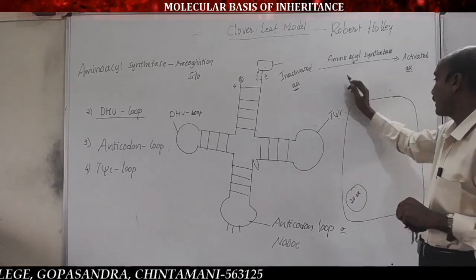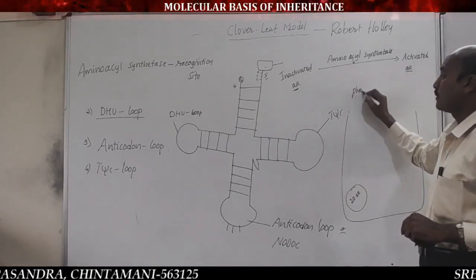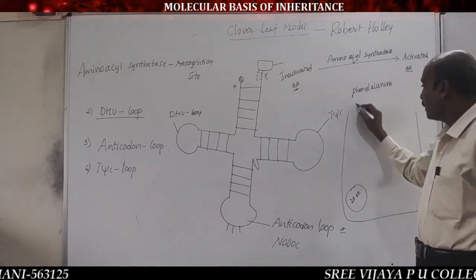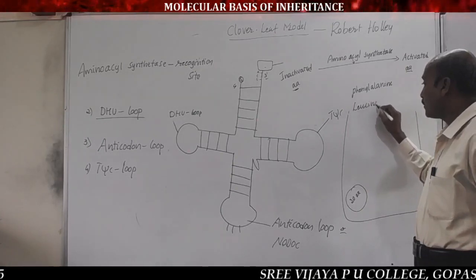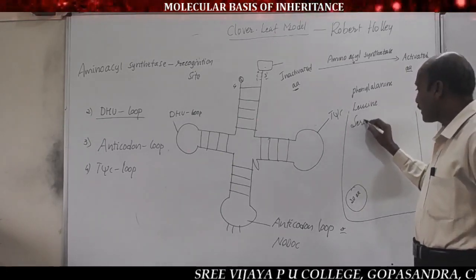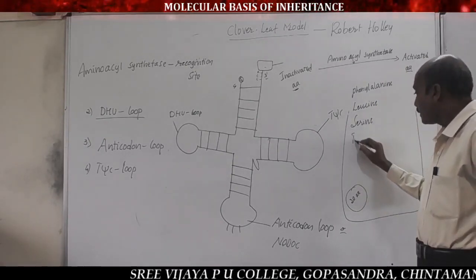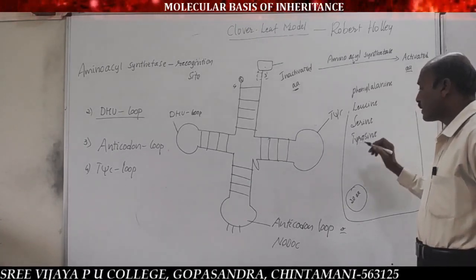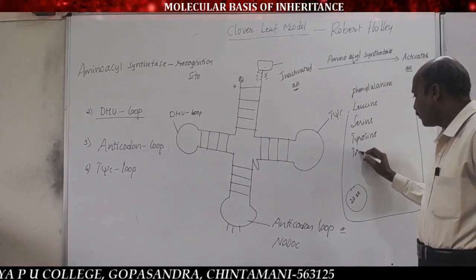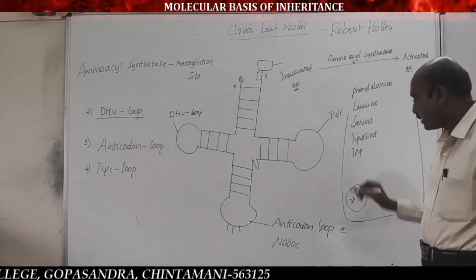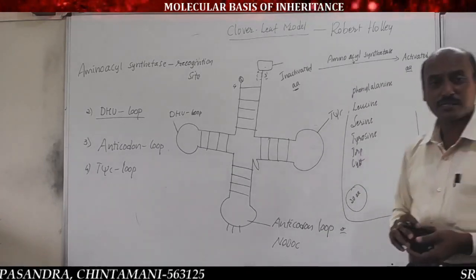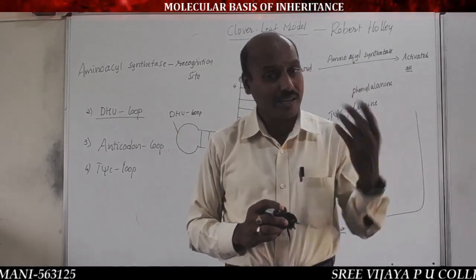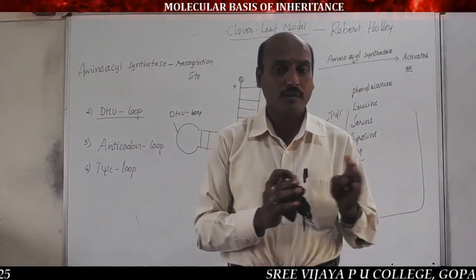For example, say phenylalanine, one type of amino acid. Leucine, one type of amino acid. Serine, a type of amino acid. Tryptophan, tyrosine, one type of amino acid. Cysteine, one type of amino acid. Lysine, arginine, glycine, valine, isoleucine, serine are among the different types of 20 amino acids.